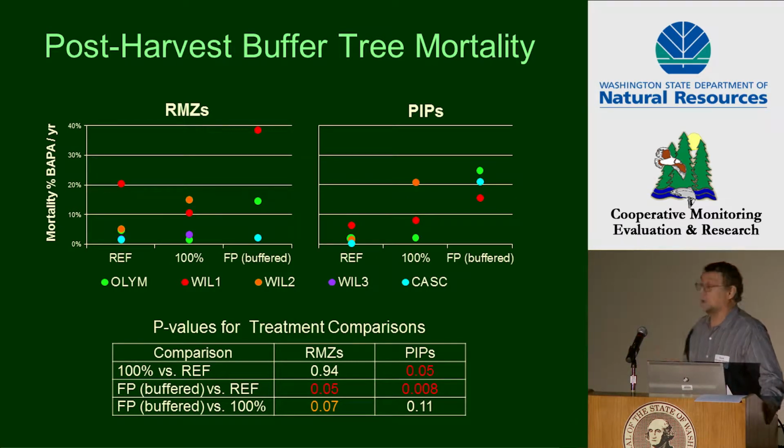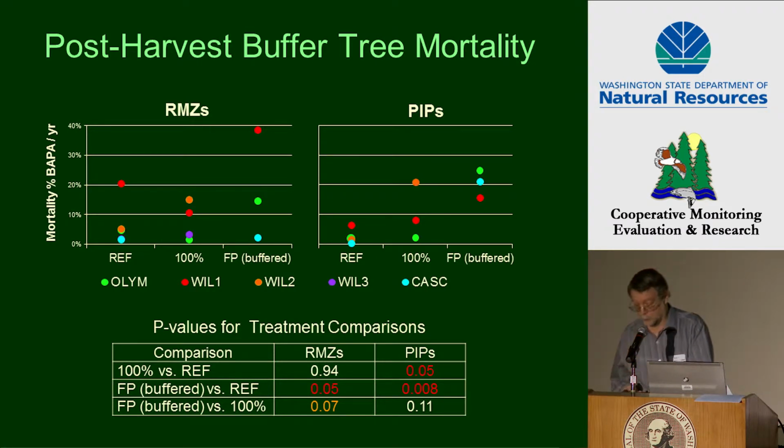The table shows the p-values for the treatment comparisons. So for the 100% versus the reference comparison, there was a significant difference for the PIPs, but interestingly not for the RMZs. The forest practice buffered versus reference comparison, we saw a significant difference for both RMZs and PIPs. And then for the forest practice buffered versus 100% buffer comparison, there was some evidence of a difference, but the evidence was really weaker for that one.